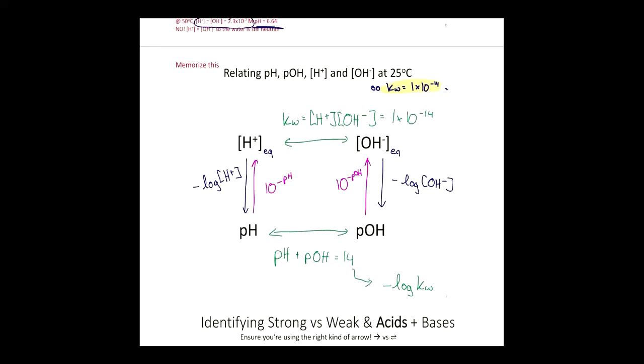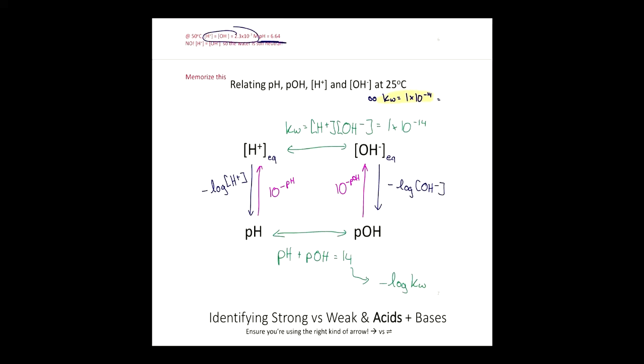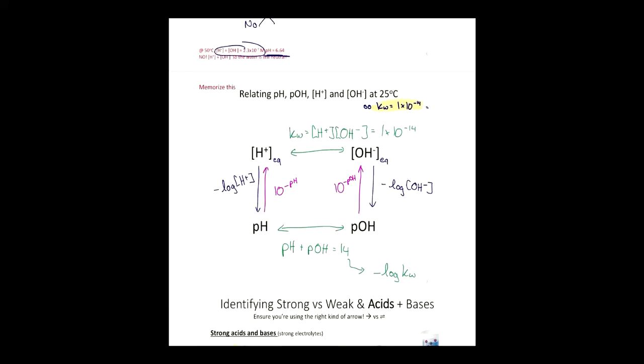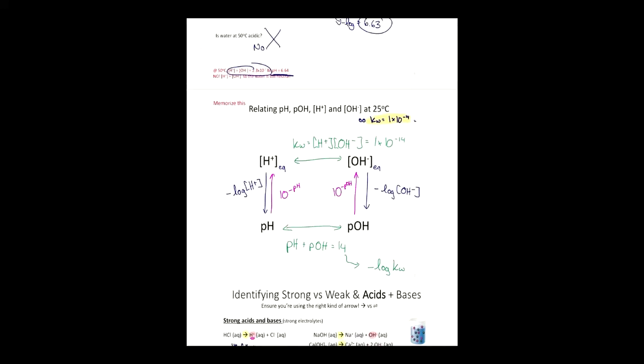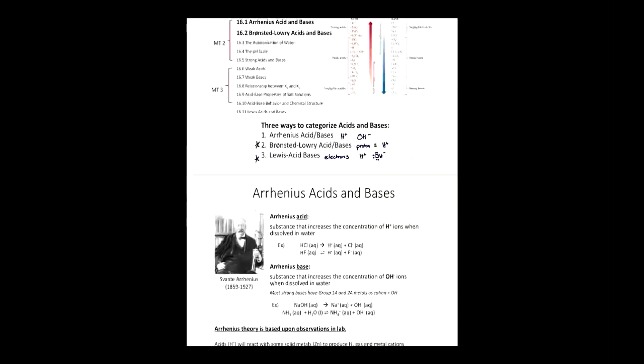So this magic square is very useful. Do memorize it, how to go to and from pHs and concentrations, and how to traverse the H plus and hydroxides using Kw. All solutions have a little bit of H plus and hydroxide, regardless of whether it's acidic or basic. It's just their magnitudes are different. All right, so that's the math. We can put our calculators away now.